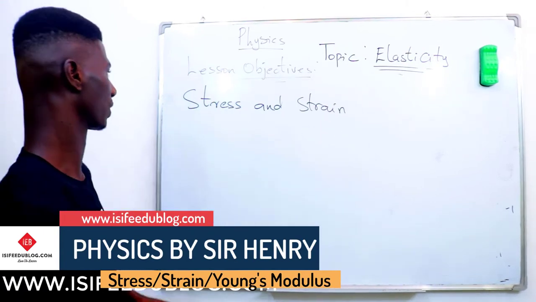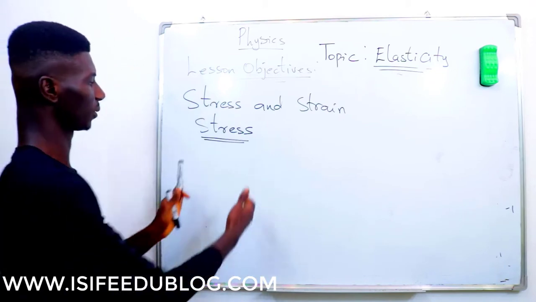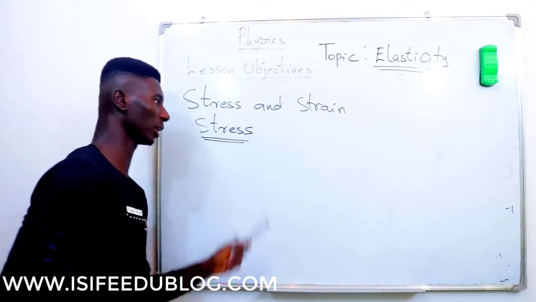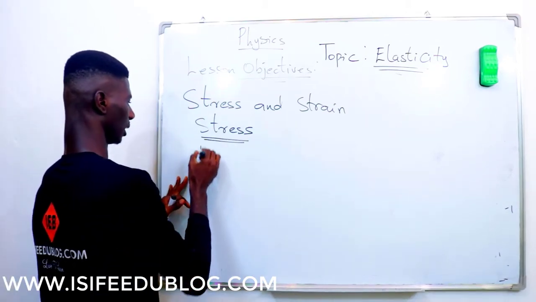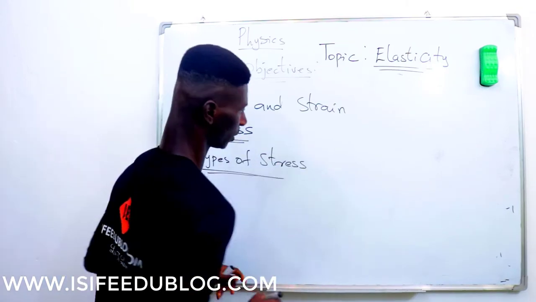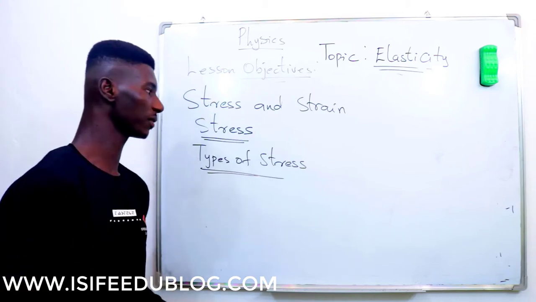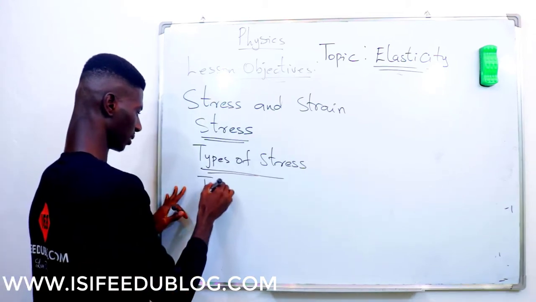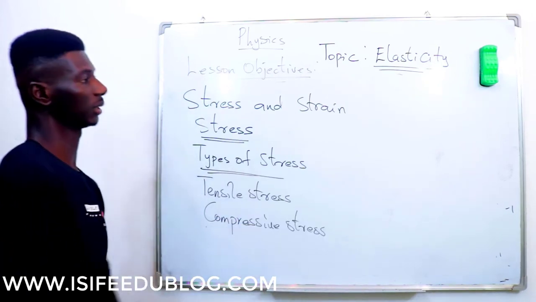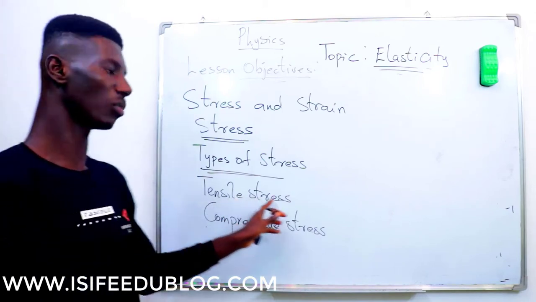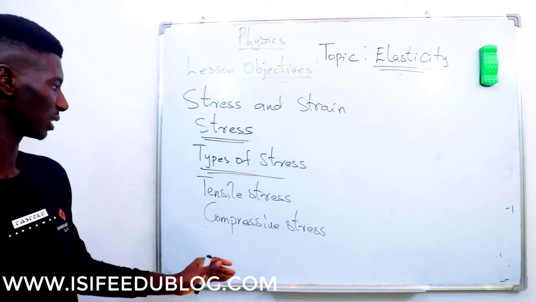Now, let's first of all pick stress. Stress is force, the ratio of force over area. But before I venture into this, I want to talk about the types of stress we have. There are two types of stress: the tensile stress and the compressive stress. The tensile stress is more popular than the compressive stress, but I will explain what this means very well.